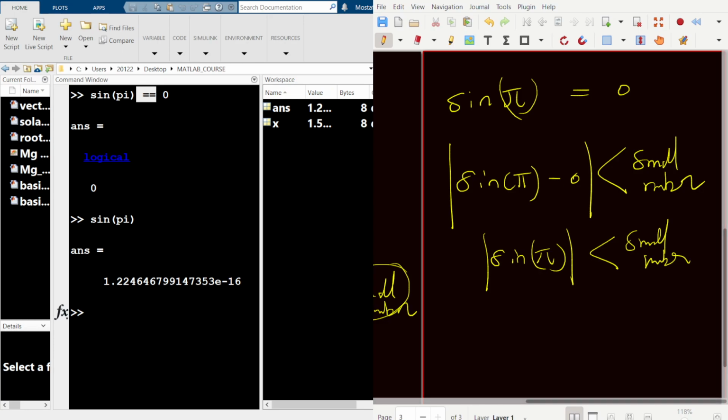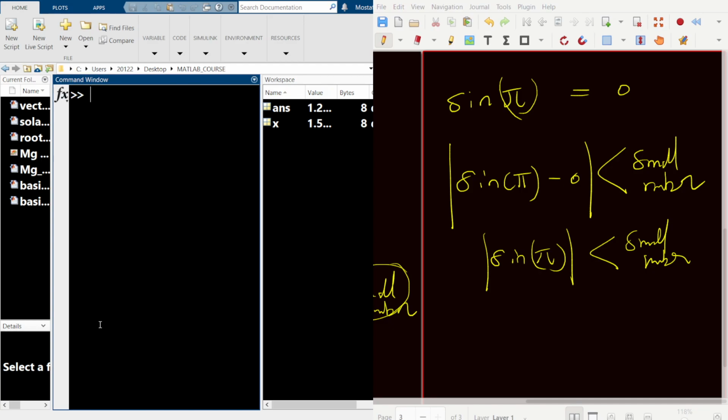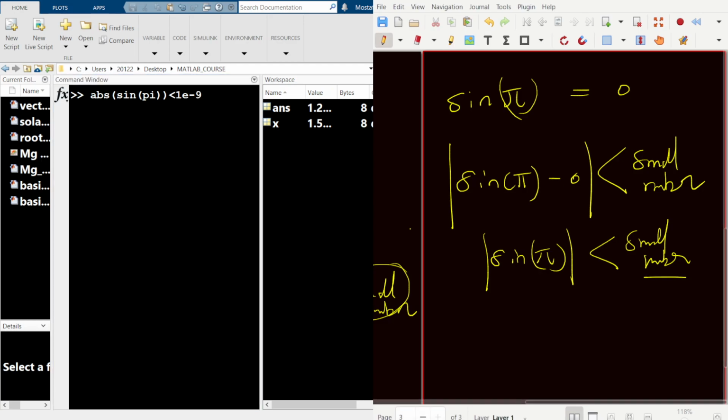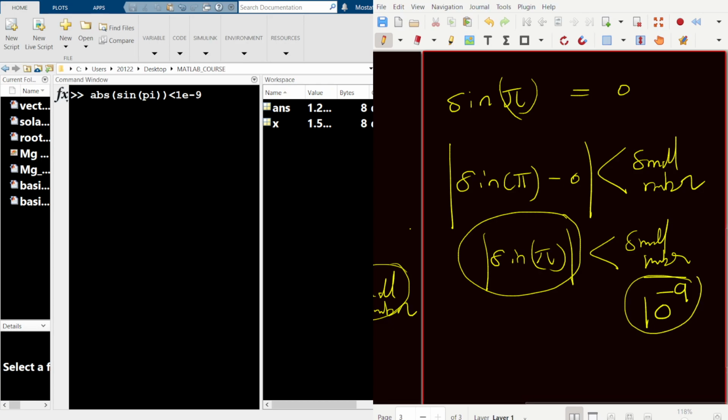Now, let's actually test this. Let me clear this. I'm trying to check that the absolute value of sine pi is less than some small number. The question is, how small is small? So let's start with something like 10 to the power negative 9. I am saying that if the difference between two real numbers in an absolute sense, because I'm taking the absolute value here, is less than 10 raised to the power negative 9, then I will consider these numbers as equal.